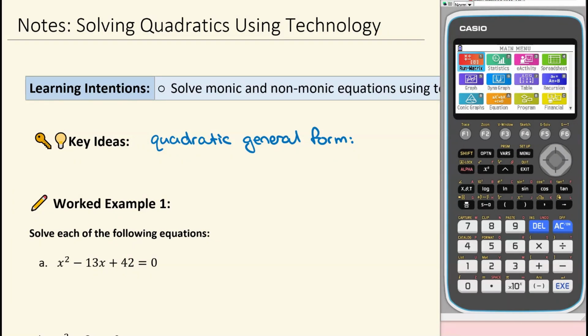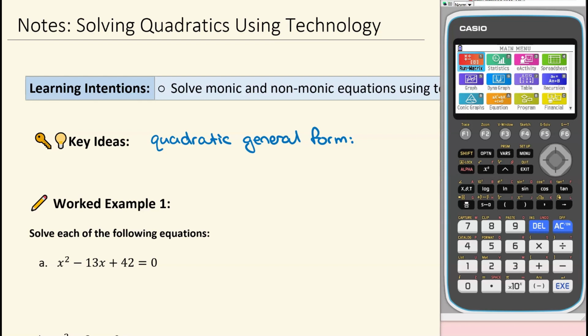In this video tutorial, we are going to be having a look at solving monic and non-monic quadratic equations using technology. The technology that we're going to be utilizing in this video is the Casio FX-CG50 graphics calculator.